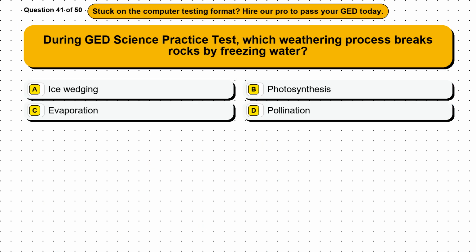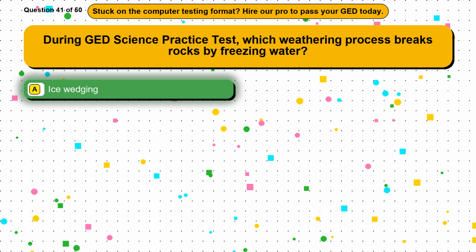Question 41. During GED Science Practice Test, which weathering process breaks rocks by freezing water? Option A, ice wedging. Option B, photosynthesis. Option C, evaporation. Option D, pollination. The correct answer is option A, ice wedging.